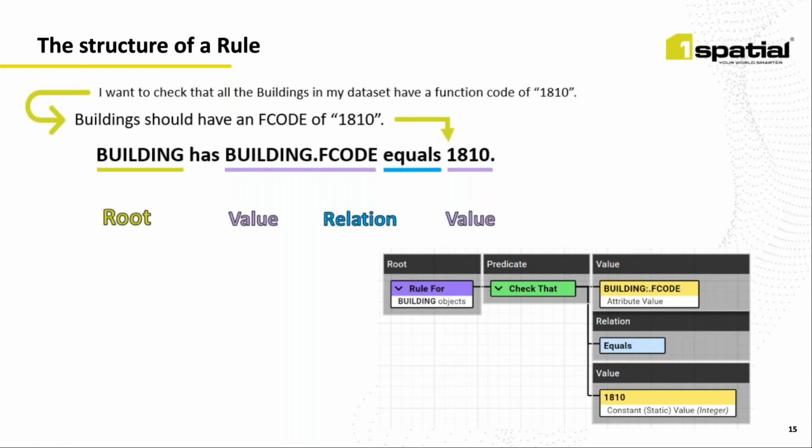So here's an example where we want to check that all of our buildings have a function code of 1810. If you were to articulate that requirement, that's how it would look within a sentence. And then this is how that flows into 1Integrate and gets turned into a rule. So we have our root node, which tells us which data set we're interested in. In this example, that is buildings. And then we want to check that the building F code value equals 1,810.